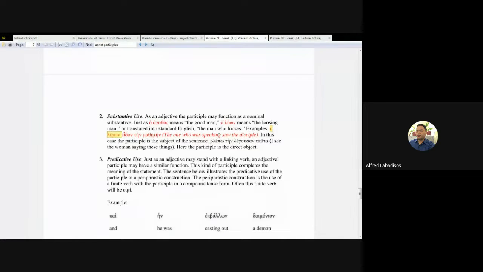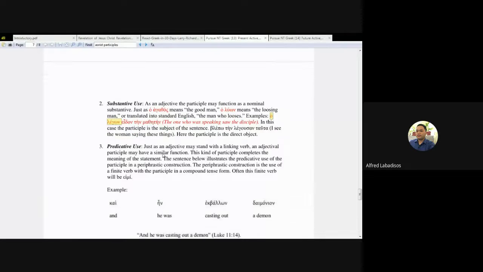The one who was speaking saw the disciples. In this case, the participle is the subject of the sentence. Blepo ten legousan tauta: I see the woman saying these things. Here, the participle is the direct object. Blepo ten legousan. So in this example, the participle functions as a direct object.